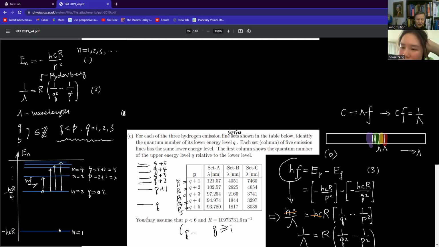You may assume that P is less than 6. If P is less than 6, so Q is not larger than 6. Let's just try it. That's a very strange question. Can we just draw this diagram again? So 1, 2, 3, 4, 5. This is less than 6, because this is 5. This is 5, and this is 4.